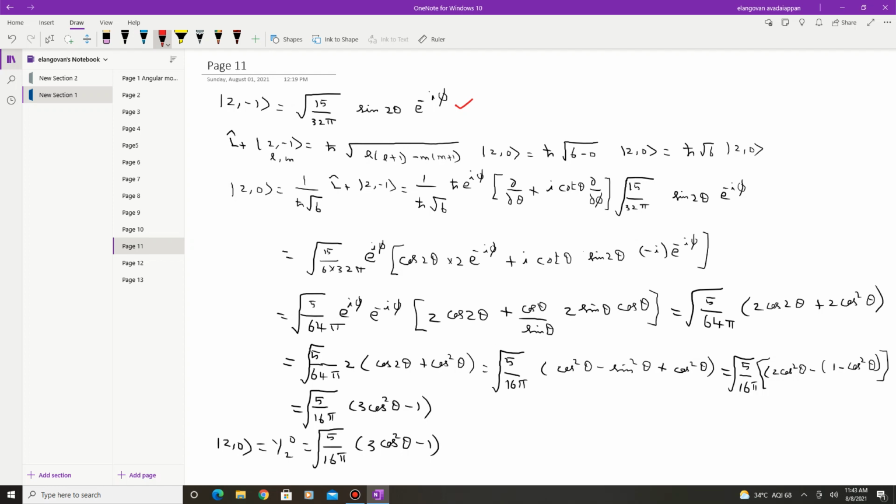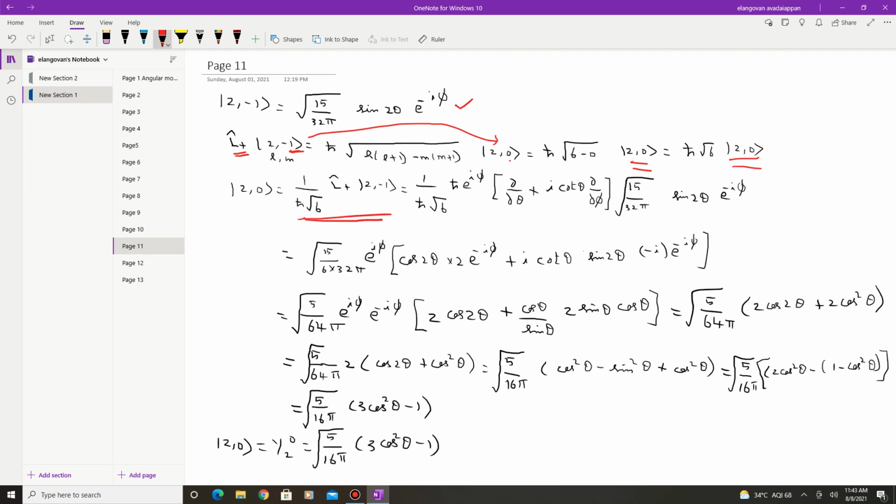Now, if you want to find the next highest state, what do you have to do? You again apply the rising operator on this state. If you apply the rising operator on the ket 2 comma minus 1, the state increases from minus 1 to 0. So ket 2 comma 0 can be obtained, and it is in this expression. The procedure is the same.